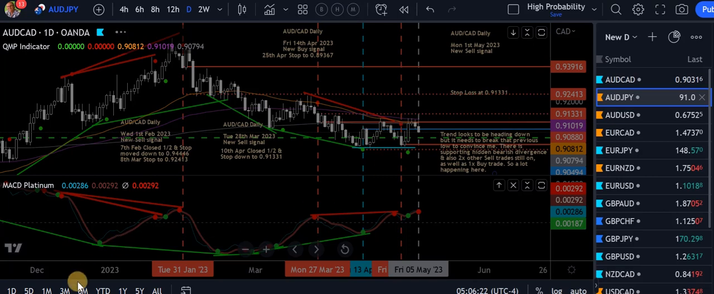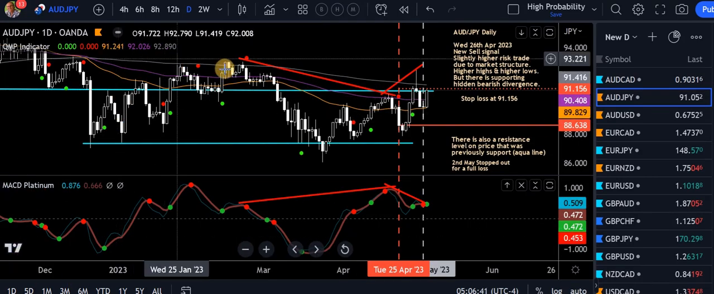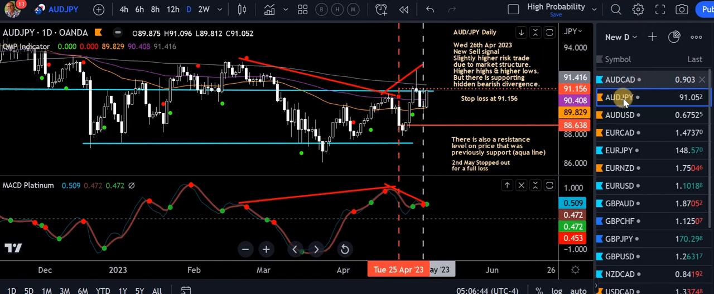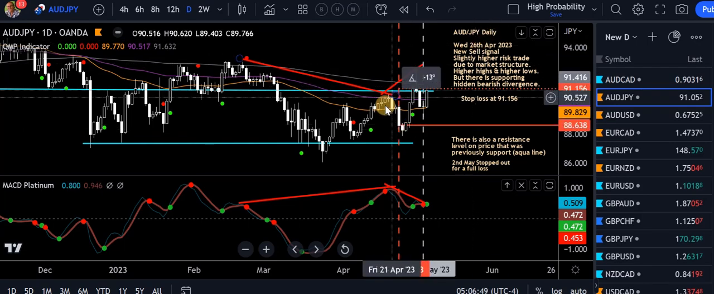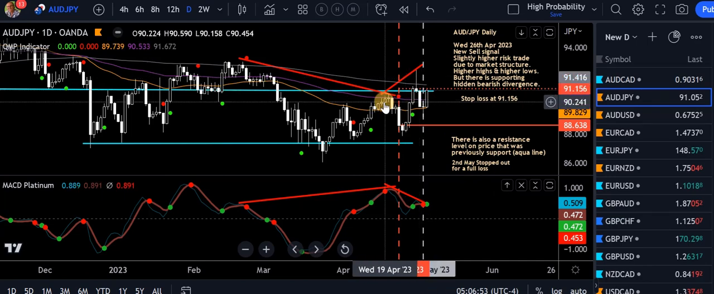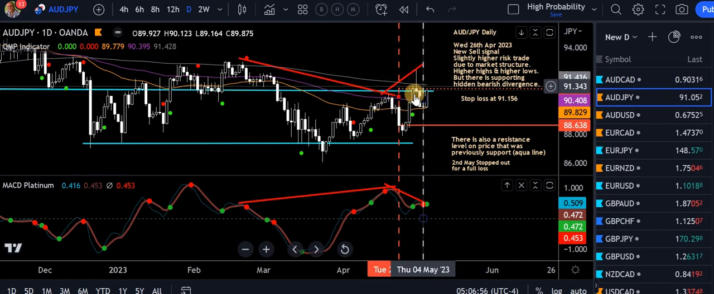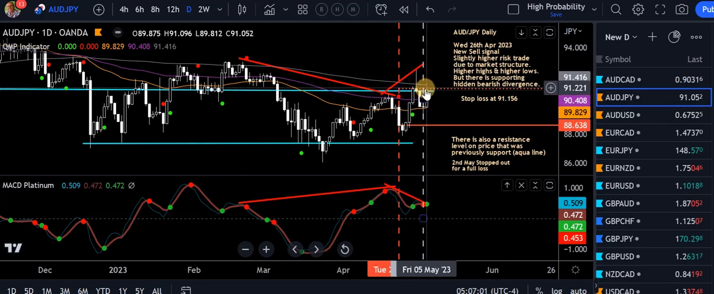Aussie Japanese yen. Right, it's highlighted in orange, which means I want to talk about it. It's basically because I've stopped out. Took a sell here, 26th of April. It looked pretty good, this sell. You can read my notes for it there. Bang, straight up through the stop. Got an opposite QMP, filled the dot, and hit the stop all on the same day.